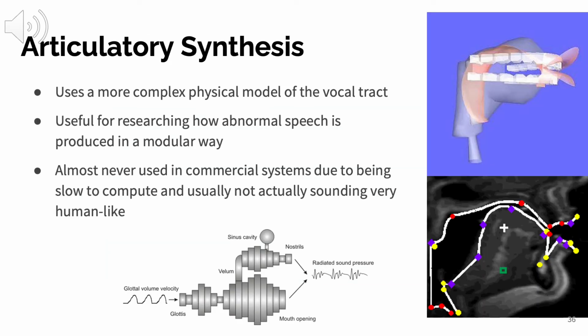Articulatory synthesis uses a much more complex model of the vocal tract. There are loads of different ways of doing this. There are 3D models of the vocal tract. You might have a combination of tubes, a similar sort of thing as the radiation coming out, but then again, the whole vocal tract is squishy to some extent, so that needs to be physically modeled as well. Not really used in commercial systems. It's slow to compute and normally doesn't sound very human-like, but as I said before, it's useful for determining speech pathologies.